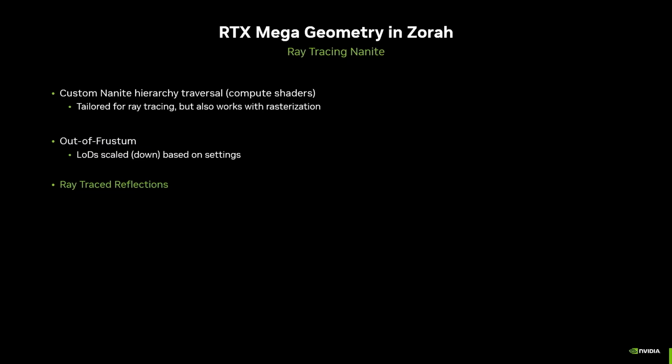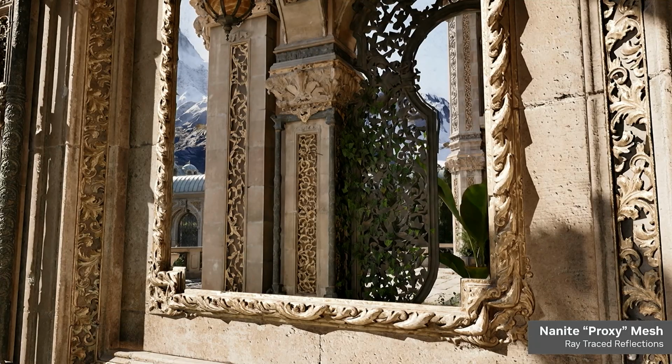Okay. So out of Frustum content, we handle a little bit differently, and we scale the LOD down. This is part of the customization for ray tracing. We don't use the exact same LOD that you would use in the primary visibility, because for a lot of these things, you're not viewing them directly. So the first stop there is ray trace reflections. So this is a shot from Zorah.